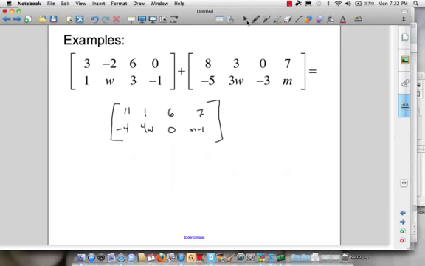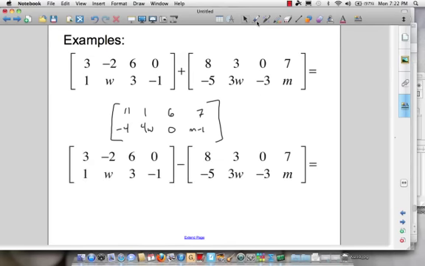Turns out, in a very similar manner, you can subtract two matrices. So here you have the very same matrices, but now I'm going to subtract the second one from the first. So this time it's not 3 plus 8, it's 3 minus 8, that's negative 5. And then negative 2 minus 3, negative 5. 6 minus 0, and 0 minus 7.